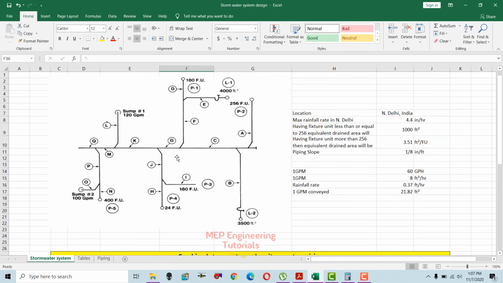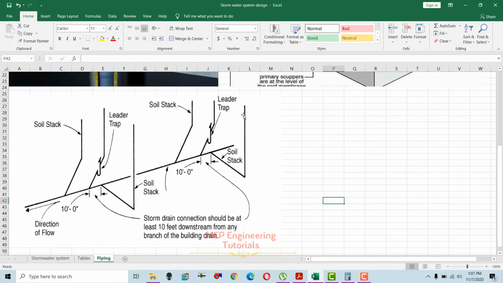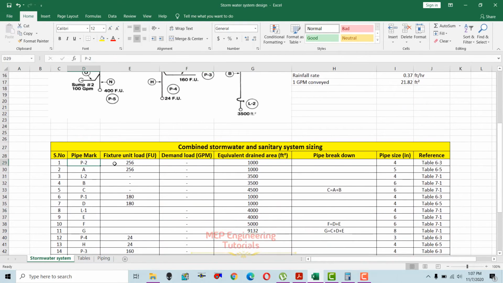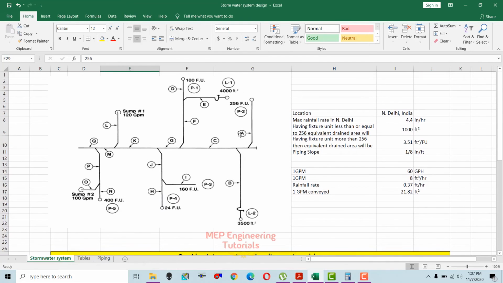First we'll start from this point, and we'll go up till point Q. You can see that this is the stack P2 over here. This is the stack we're talking about. This is the stack pipe, and this is a horizontal runout from the stack. So there we have a stack with 256 fixture units represented by P2. So pipe P2, 256 fixture units.